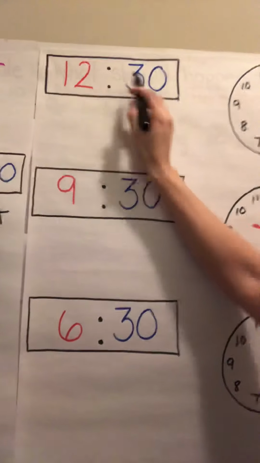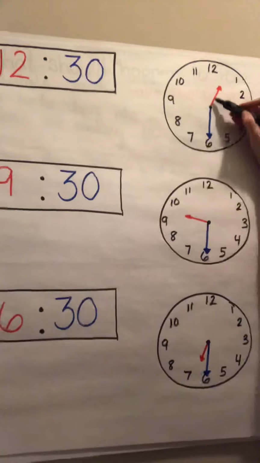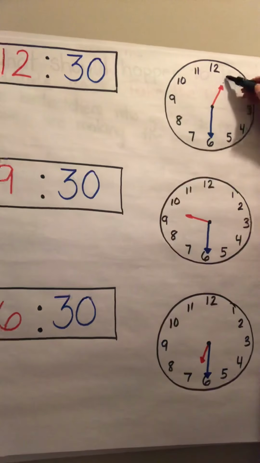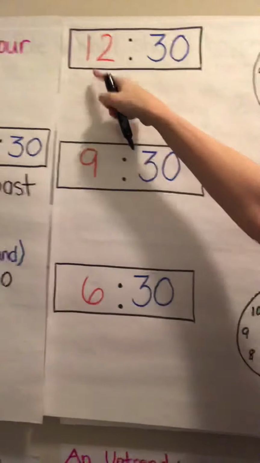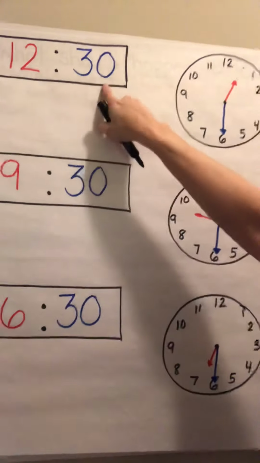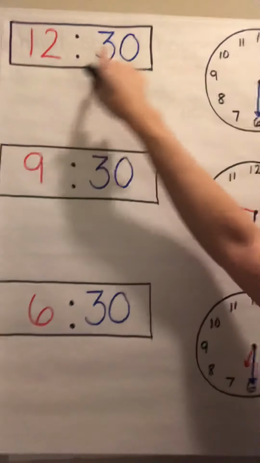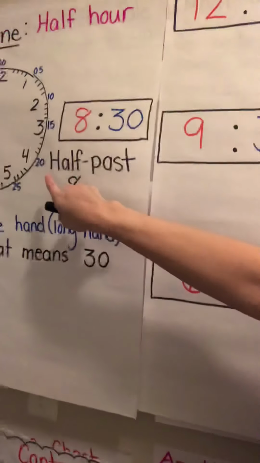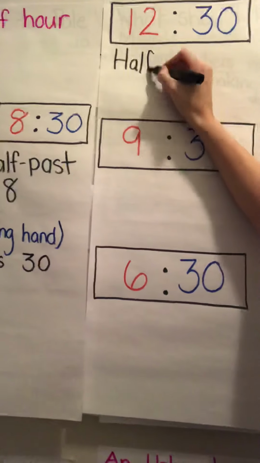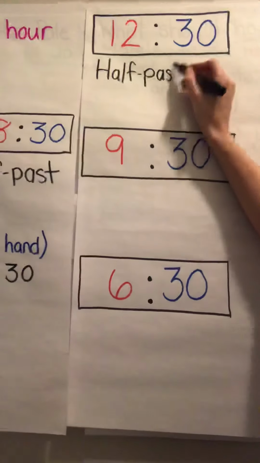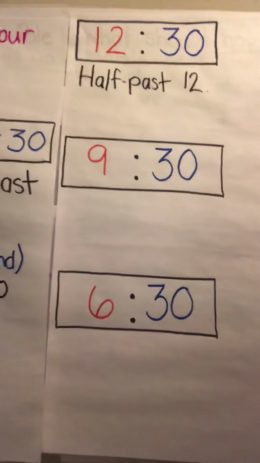So this digital clock says what? Right, it says 12:30. And if we want to draw our analog clock, our hour hand goes between the 12 and the 1. It goes after our 12, which is our hour. And then our minute hand for the 30 goes down to the 6. So we can either say 12:30, or we can say it our other way, which is half past 12, because it's halfway around the clock.